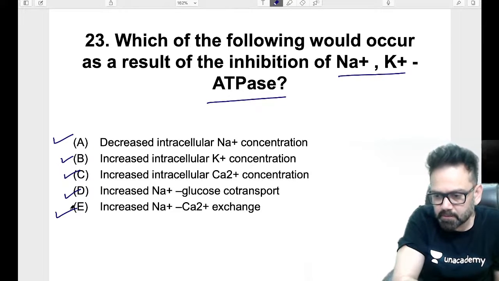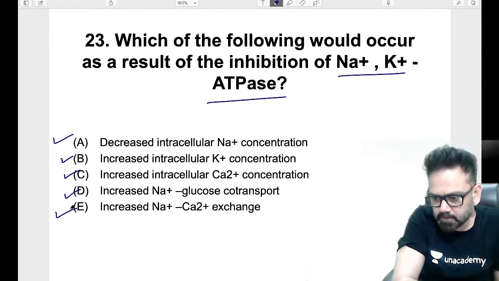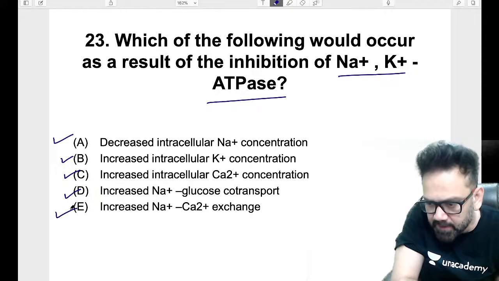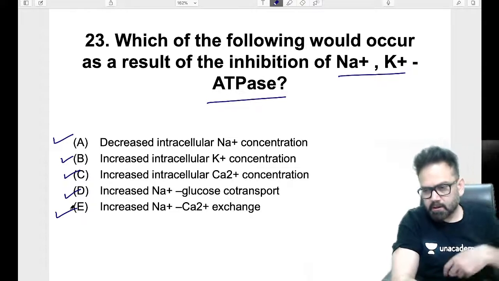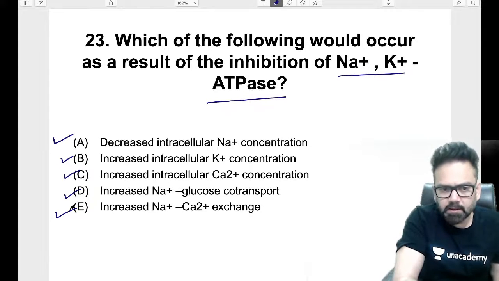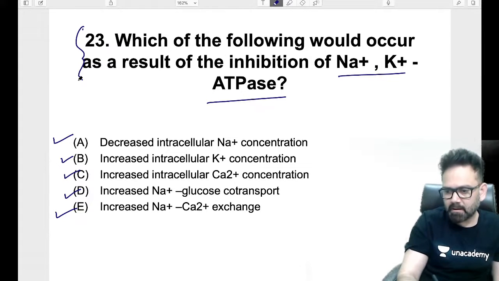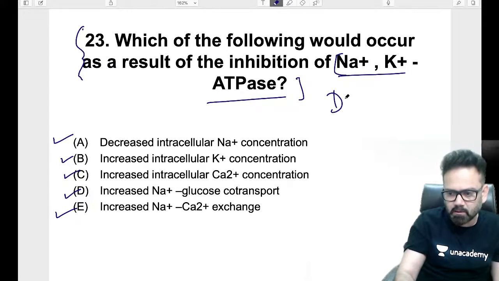D, what is D? D is increase sodium glucose co-transporter. B, increase potassium. C, increase calcium. C, digoxin. Yes, Divyansh. So Avinash, you are correct. This is talking about which drug? Which drug is inhibiting sodium potassium ATPase, and what is the end result of that? Avinash is correct. It is the mechanism of action of digoxin.